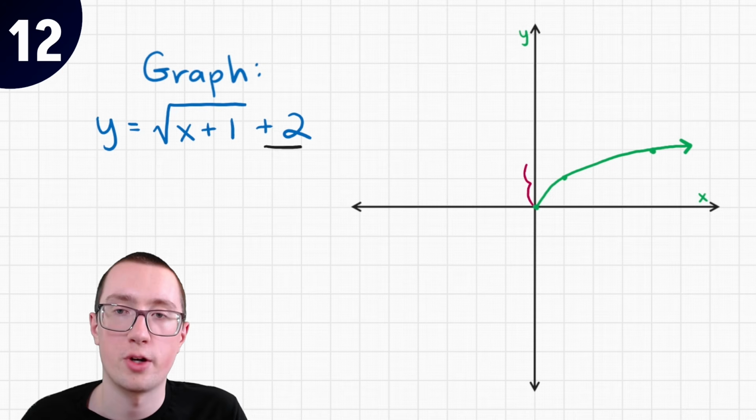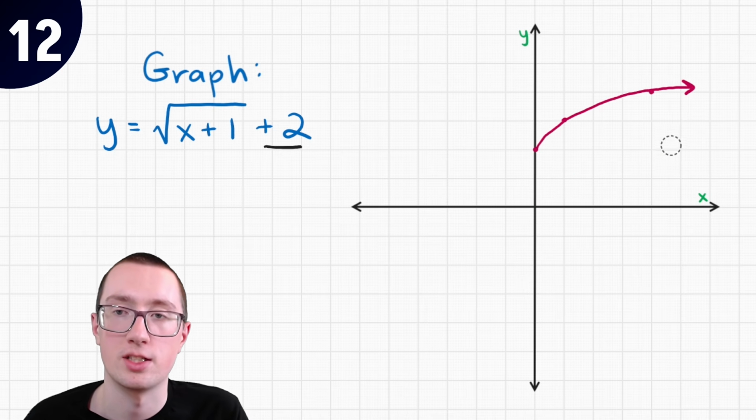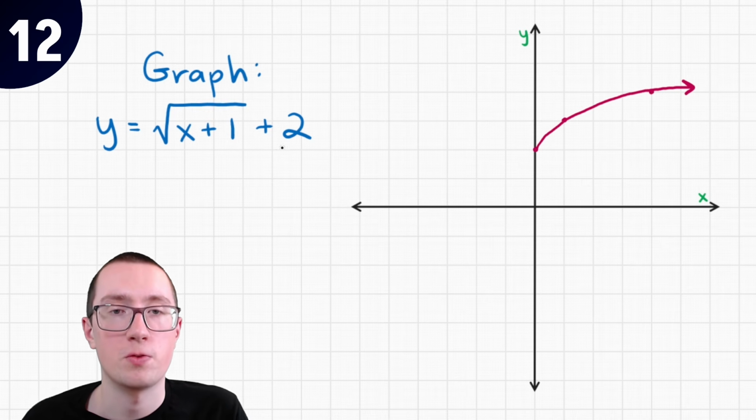So this point's going to move up 2, and that's going to go right here. This point's going to move up 2, that's going to go here. This point is going to move up 2, and it's going to go there. And when we connect the dots up again, we're going to get ourselves this shiny new graph. And we can go ahead and erase the old one. All right, we've adjusted the graph for the +2, but now what about the +1?